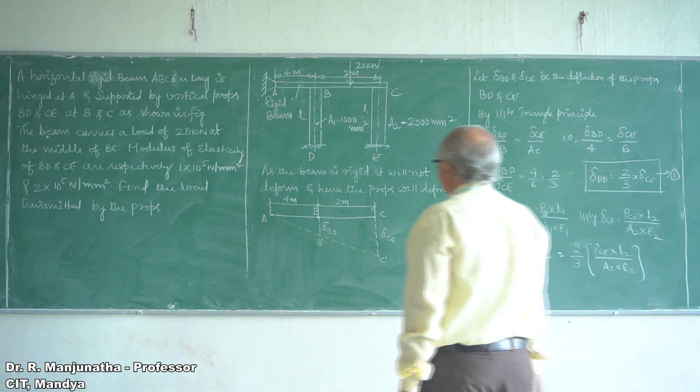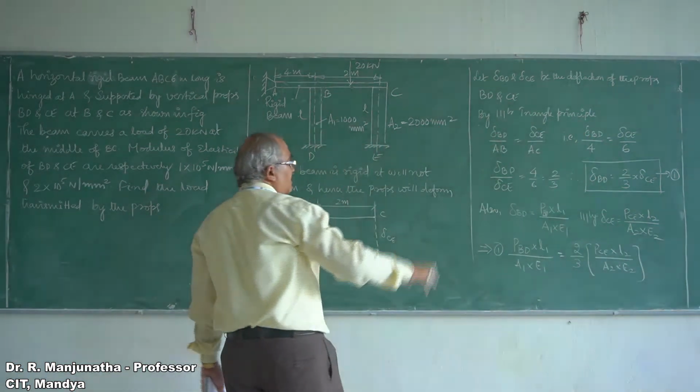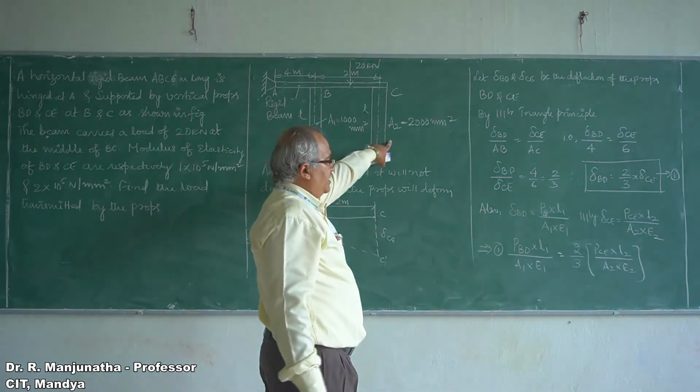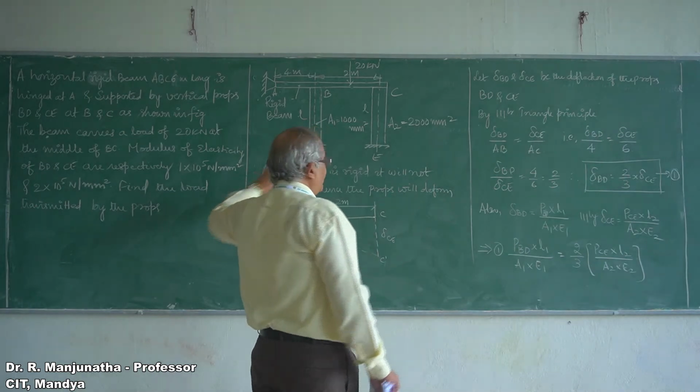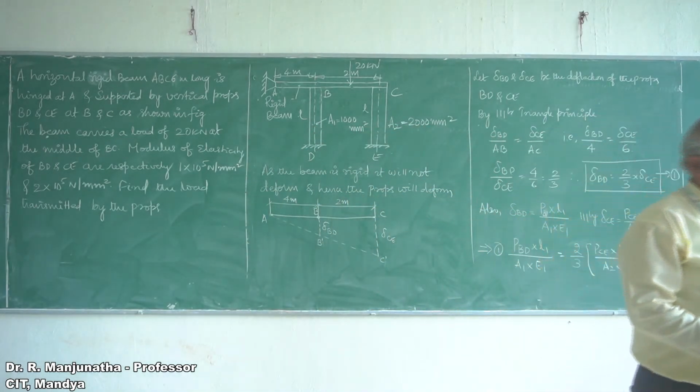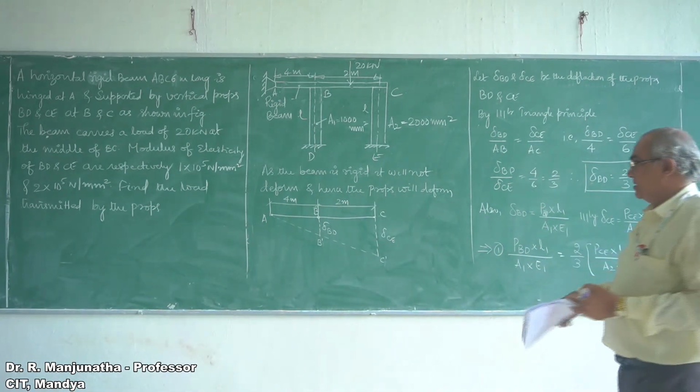We know the lengths are equal, so they will get cancelled. We know the area of cross section A1 and A2, and we know E1 and E2. So we will get PBD in terms of PCE. That is how we will be able to get this value.